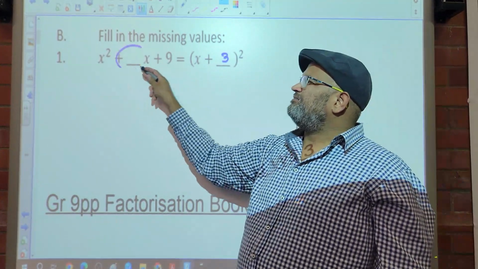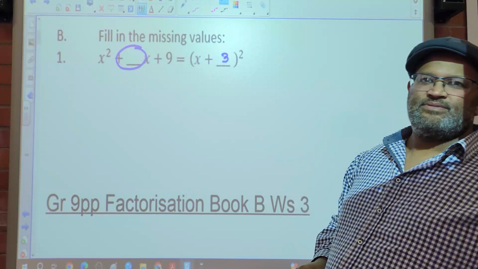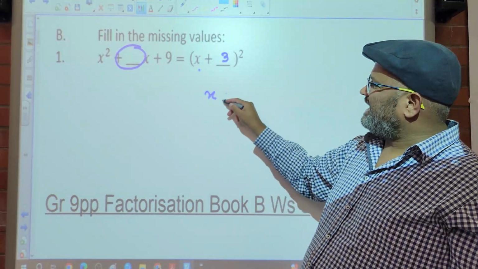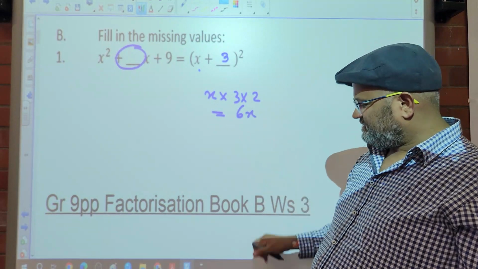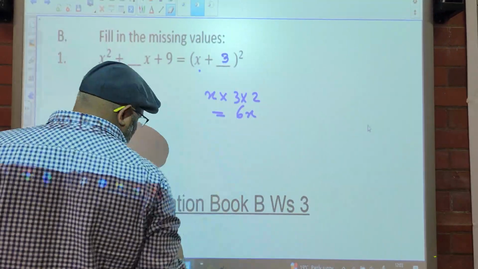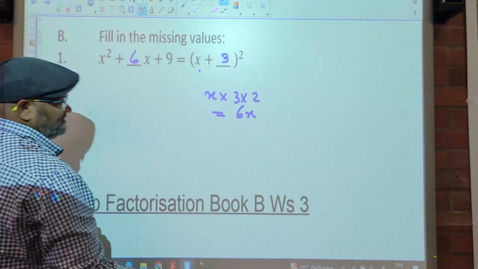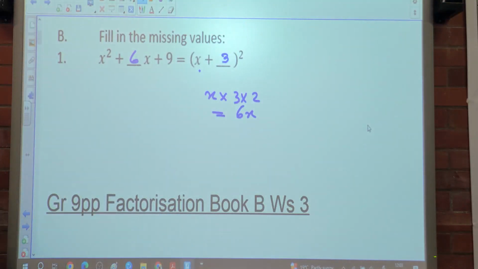How do we get the middle term? So it will be x times 3 times 2, which is 6. So what is the number that is missing here? Easy, who got that one right? Okay, most of you.